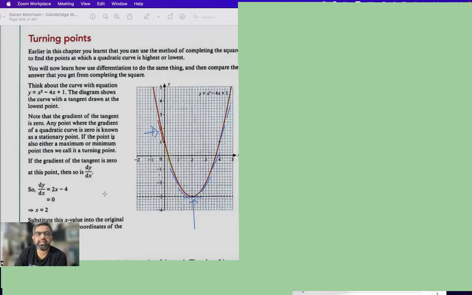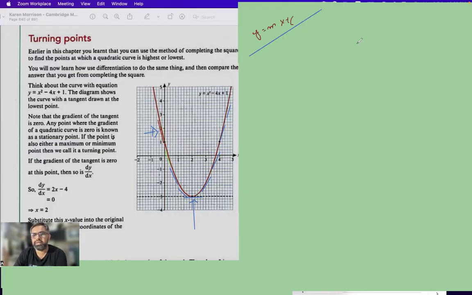Remember, when we have a straight line, let me draw it like this. Is there any turning point? No, there is no turning point, right? It has a constant slope. When we have a constant slope, there is no turning point. So y is equal to mx plus c.